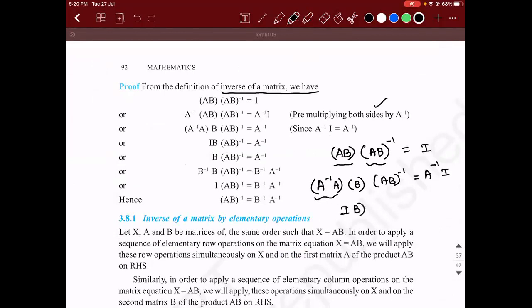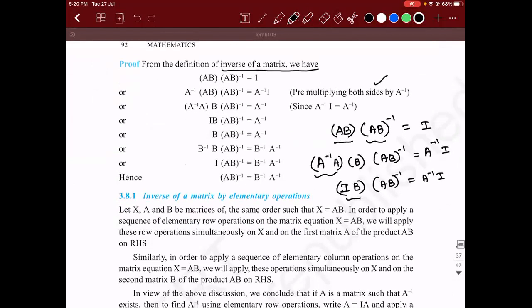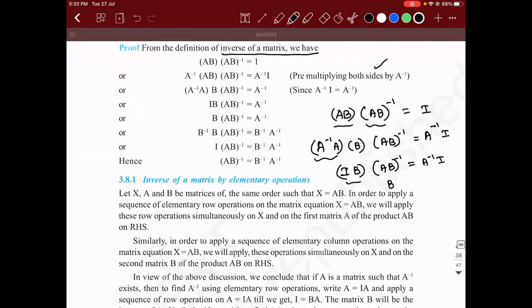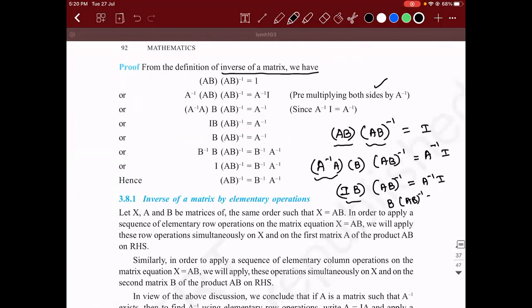So I into B into AB, the whole inverse is equal to A inverse into I. What is I into B, guys? Obviously, it's B, right? So B into AB, the whole inverse is equal to A inverse into I. Right. Next, what are we supposed to do? So A inverse into I is nothing but A inverse.